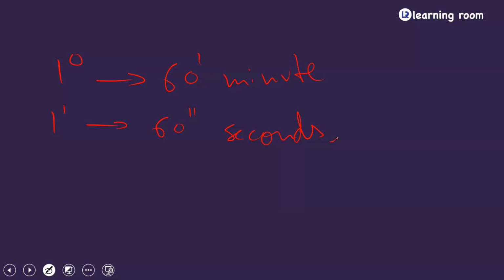So this is 1 dash, and this again is also 1 dash. The dash is called how many?